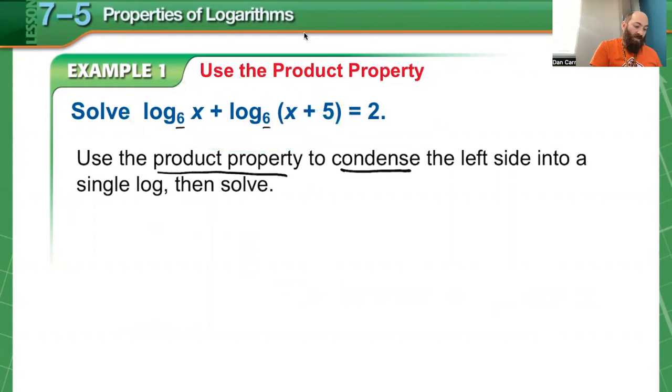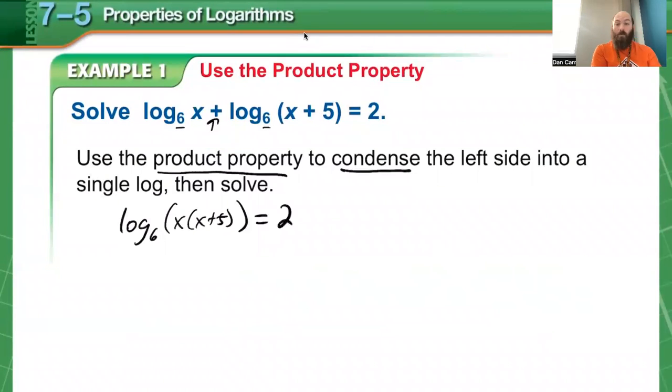Once I do that, remember this is addition, so it's turned into a multiplication. Log base 6 of x times x plus 5, and that is equal to 2. So officially, this is just one logarithm. So now, remember solving it from before, we're going to turn this base into this with this exponent. So x times x plus 5 is equal to 6 to the second power.